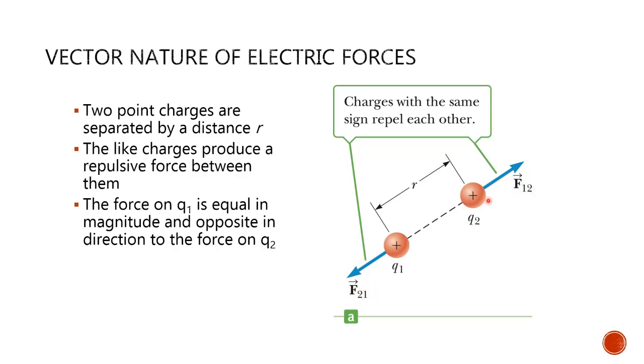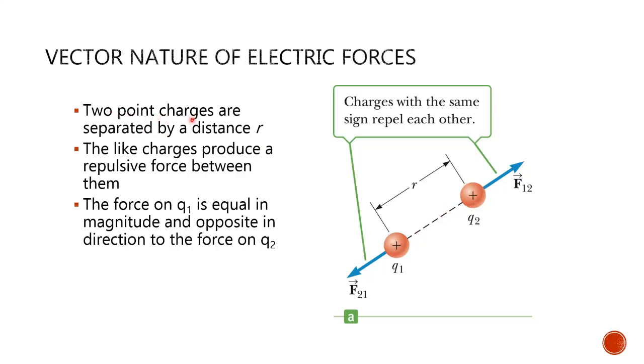Remember that in writing free body diagrams, the arrows of the forces acting on an object should be drawn from the object. Since this blue arrow is drawn from Q2, this is the force acting on Q2 by Q1. There's no other object around, so Q1 must be the charge that is doing the force to Q2.